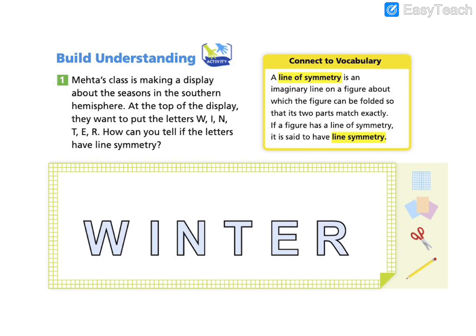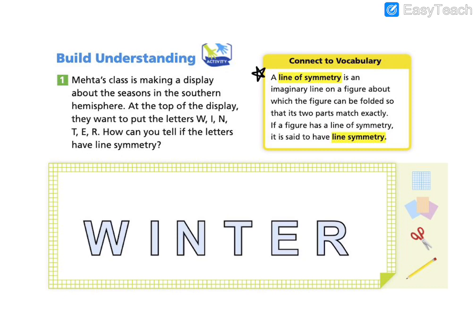Meta's class is making a display about the seasons in the Southern Hemisphere. At the top of the display, they want to put the letters W-I-N-T-E-R. How can you tell if the letters have line symmetry? Let's look at our vocabulary over here.